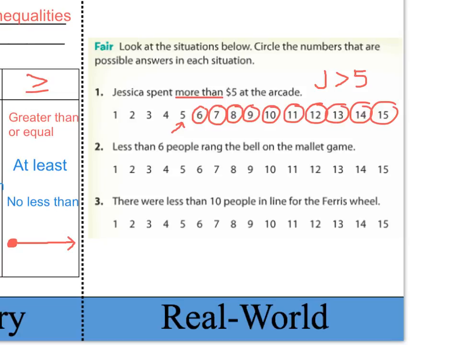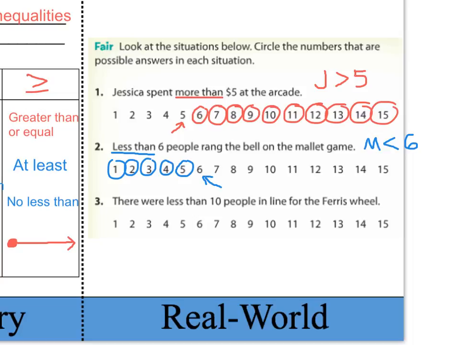On the second problem, it says less than 6 people rang the bell on the mallet game. A mallet is a large hammer that you use to swing. So I went and I circled all the numbers that are less than 6. Notice I did not circle 6 because 6 is not less than 6.